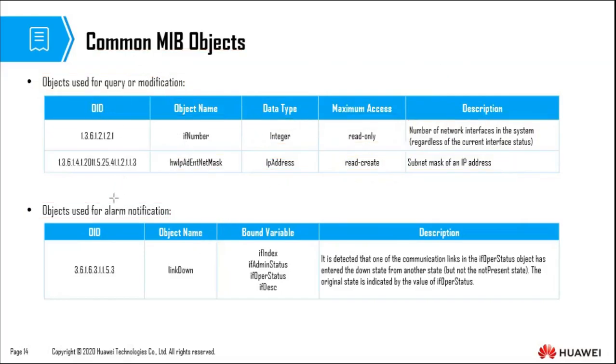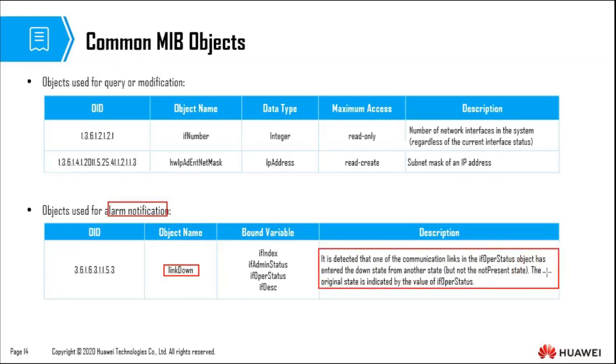Then we have this one for alarm notification. Alarm notification is what we call a trap. For example, here we are sending a link down trap. Link down means it is detected that one of the communication links in the ifOperStatus object has entered the down state from another state. The original state is indicated by the value of ifOperStatus. So link down means that the link has gone down.